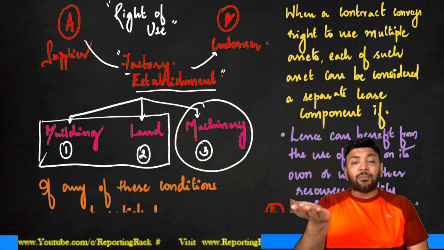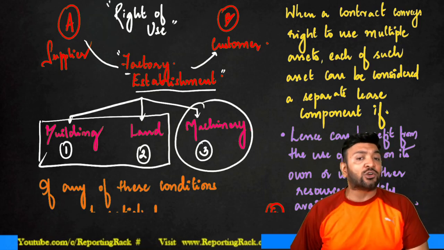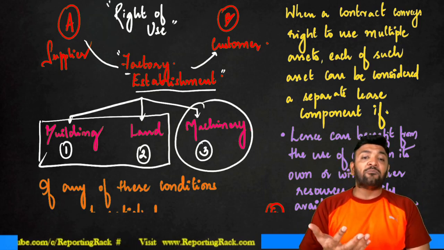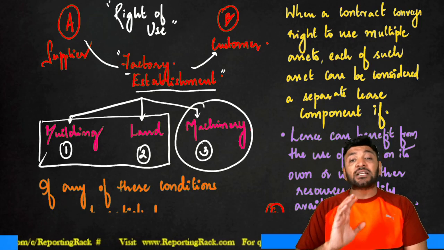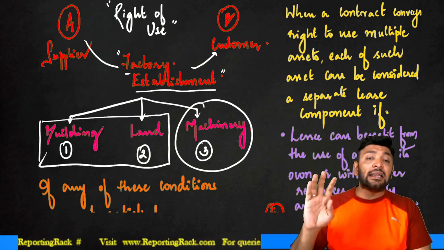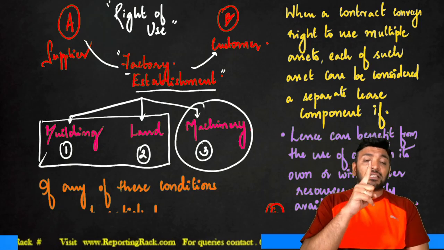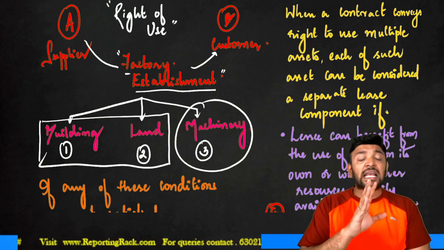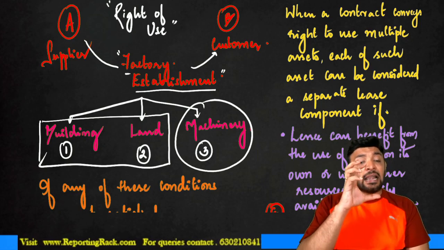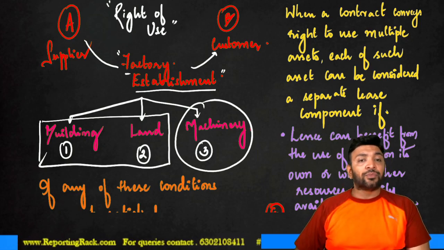It is easy for me to transport the machinery from one location to another location and I can derive benefit from the machinery alone. Then the machinery should be separated and identified as a separate lease component. Land and building together should be considered a single lease component because they are highly interrelated and interdependent on each other. Clear?